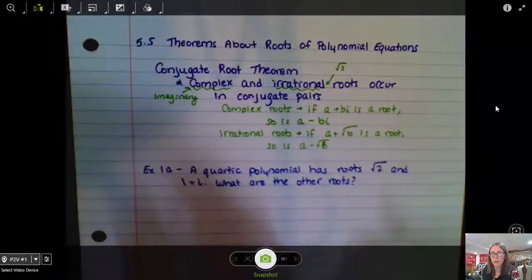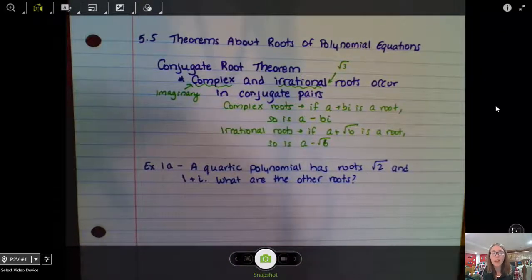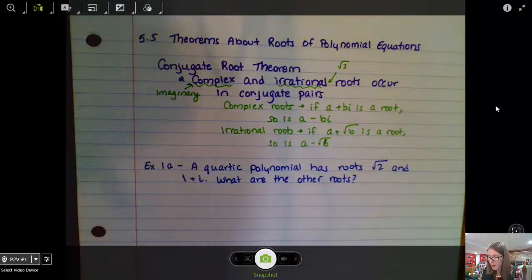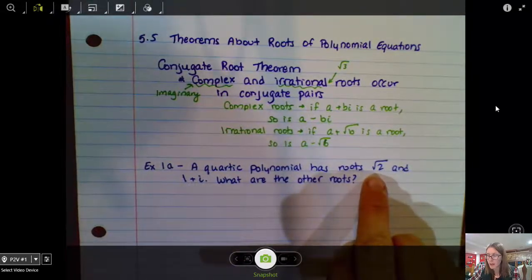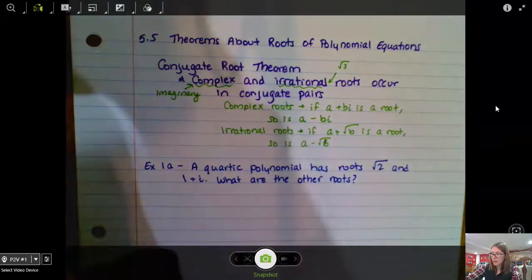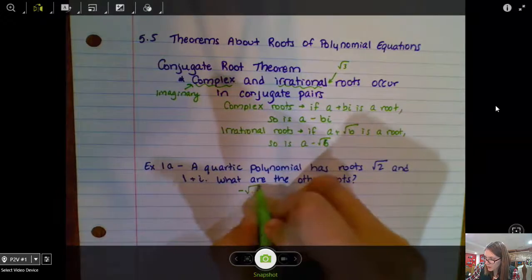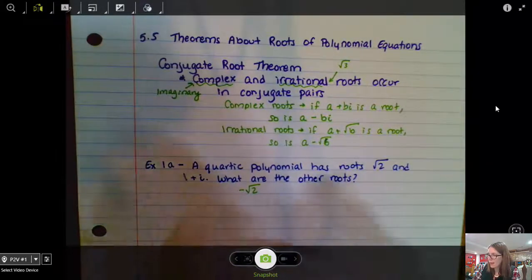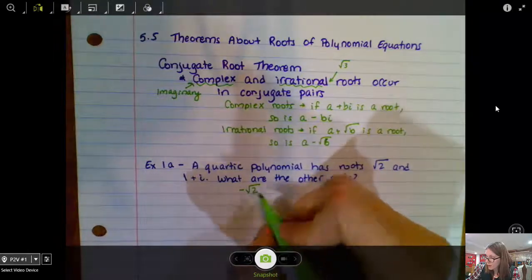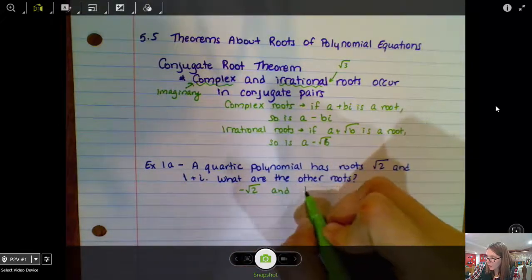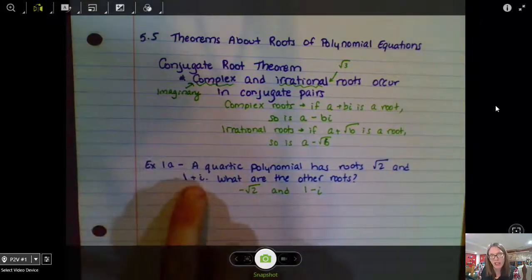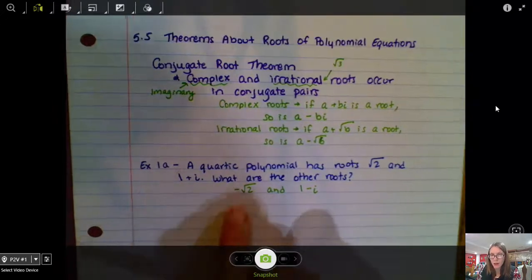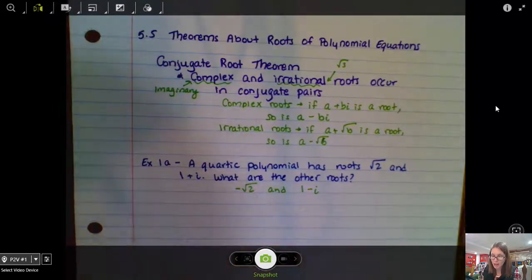Okay, so quartic polynomial, because we know it's quartic, that's fourth degree, we know we have to have 4 solutions, 4 roots, x-intercepts, zeros, whatever you want to call them, and we're only told 2 of them here. But look at this, the square root of 2, that's an irrational number, so that means negative square root of 2 has to be another root, and 1 plus i, that's a complex root, so that means its conjugate, 1 minus i, must also be a root. And keep in mind that we only change the sign in the middle. That 1 stays a 1. So the other roots are negative square root of 2 and 1 minus i.